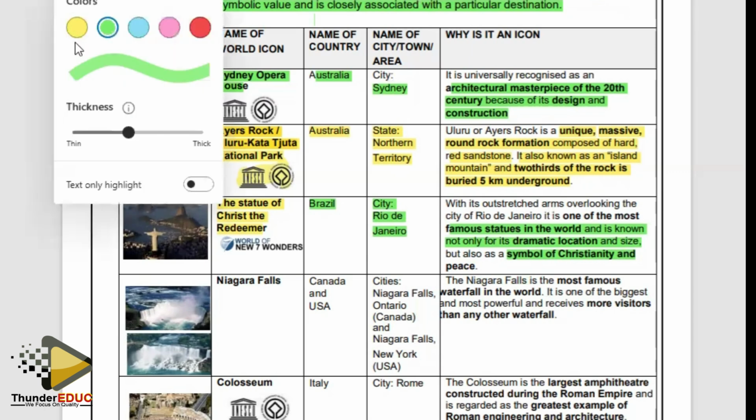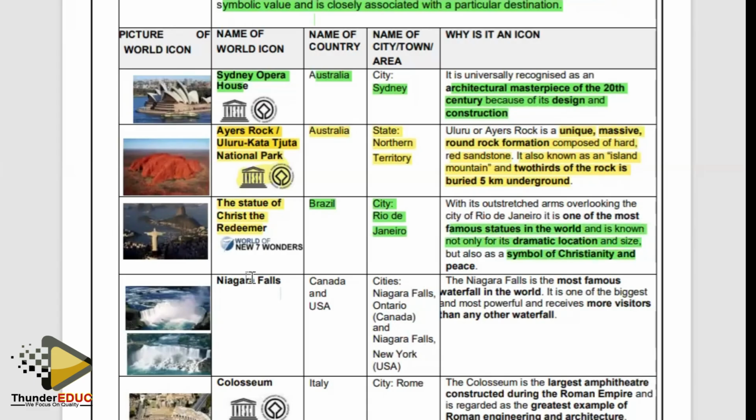So moving on to the next icon, we are going to go through the Niagara Falls. As you can see, it is also a natural icon, a natural feature. In terms of location, it lies on the border of Canada and the United States of America.